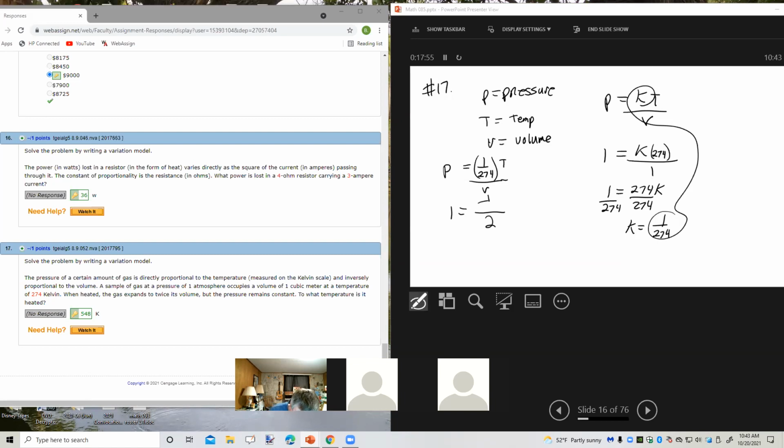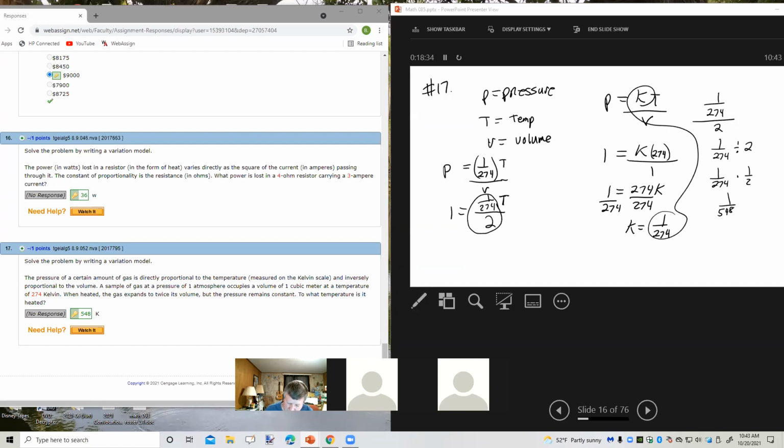And we've got what? 1 over 274 T. So far, so good? Yes. So now we've got everything but T. Let's take this thing and deal with that separately. So we've got 1 over 274 divided by 2, which is 1 over 274 times the reciprocal, which is 1 over what? 548.